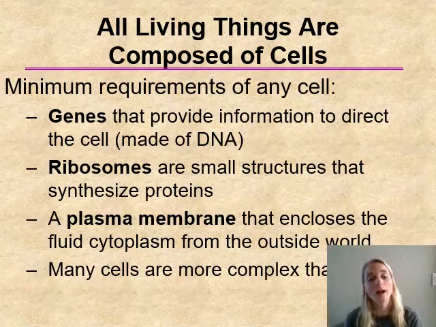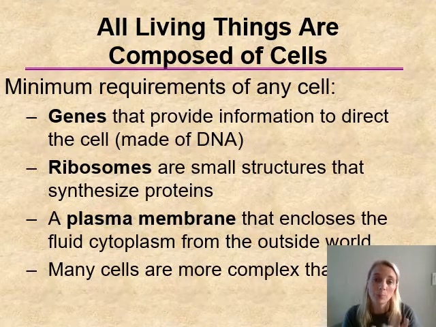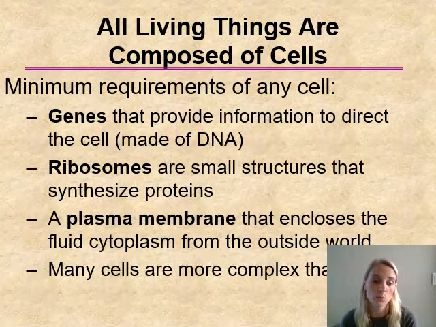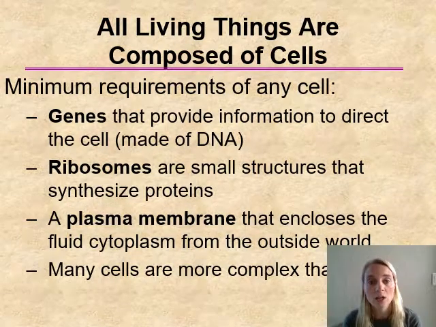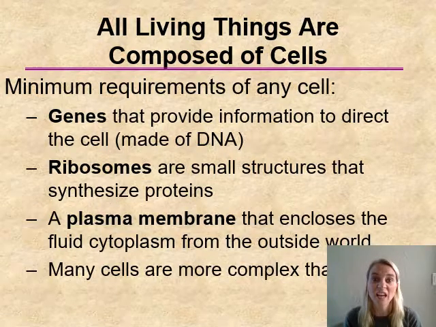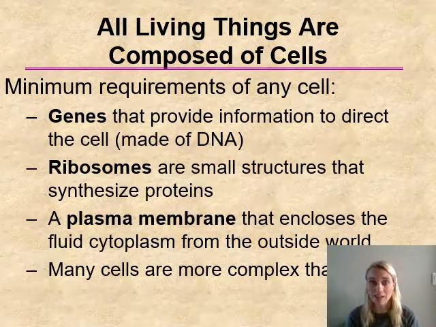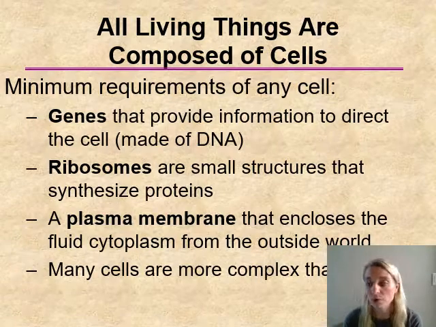And lastly, you have to have a boundary. You have to be able to separate the inside of the cell from the environment outside of the cell. So this is what's called a plasma membrane, sometimes called a cell membrane. We'll have a whole chapter talking about the cell membrane a little bit later. So to be a cell, you have to have DNA, you have to have ribosomes, and you have to have a plasma membrane. Now, most cells are a lot more complex than that, and they have all these other bells and whistles, but those are the basic components for you to be considered a cell.